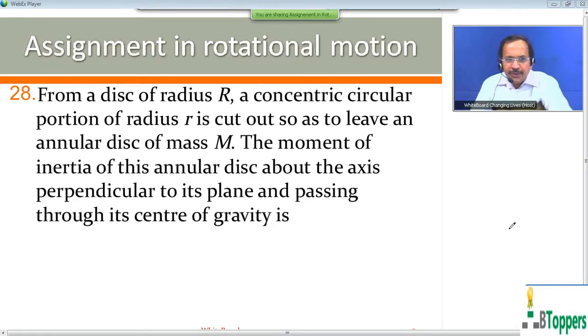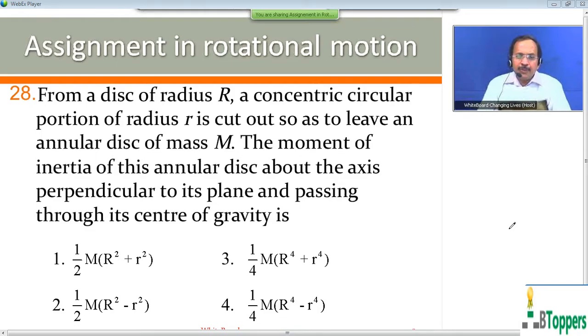Then you see question number 28. From a disk of radius R, a concentric circular portion of radius small r is cut out so as to leave an annular disk of mass capital M. The moment of inertia of this annular disk about the axis perpendicular to the plane and passing through the center of gravity is given by.